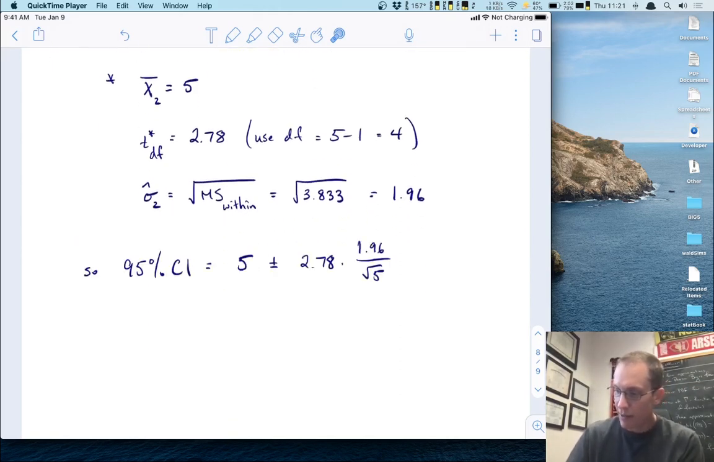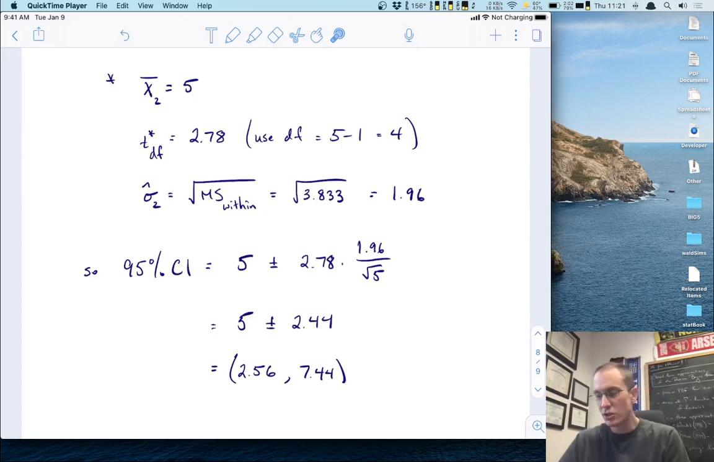So put all this stuff together. Our 95% confidence interval will be that sample mean plus or minus t star df times the standard deviation divided by the square root of the group's size. And that's 5 plus or minus 2.44, which gives us this confidence interval. So we're 95% confident that mu2, the population mean errors for keyboard 2, is somewhere between 2.5 and 7.5.